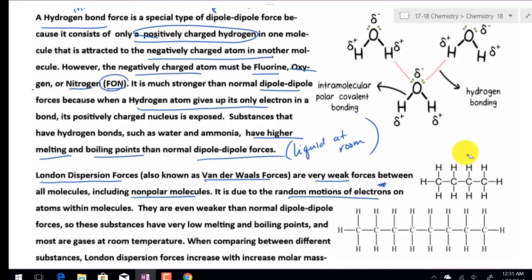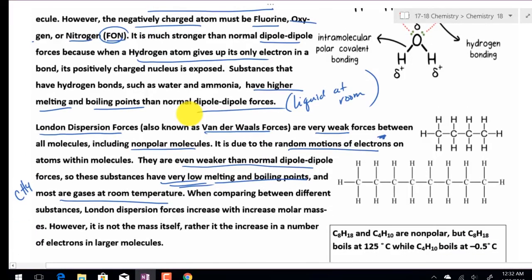And again, this is the weakest intermolecular force. It is even weaker than normal dipole-dipole forces. Now, of course, if it's so weak, we would expect that it would have very low melting point and boiling point. And that's the reason why most of these substances are gases at room temperature. For example, methane, CH4. This is the gas that we use to cook at home.